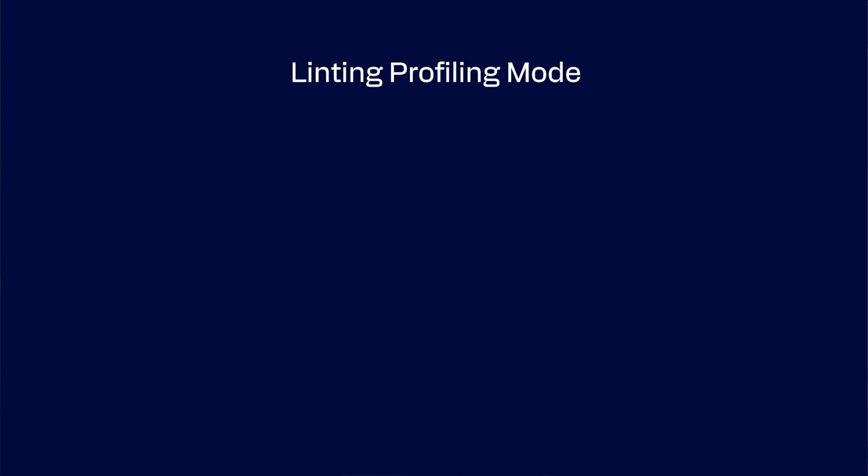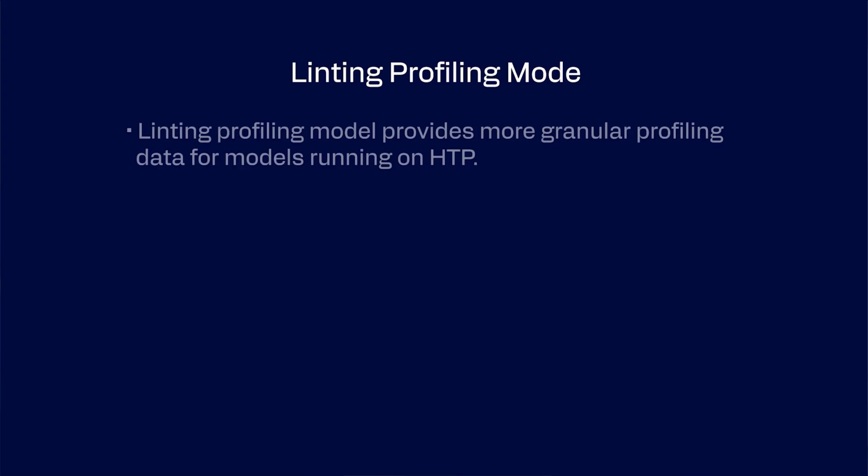So far, we looked at how we can check the performance of models in the Qualcomm Neural Processing Engine SDK and its tools. Now, let's look at one more feature that helps us understand the performance of a model: Linting Profiling Mode. Linting Profiling Mode provides more granular profiling data for models running on HTP.